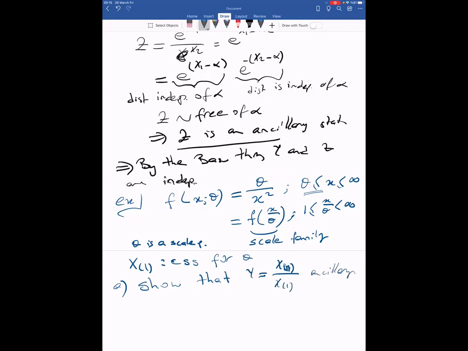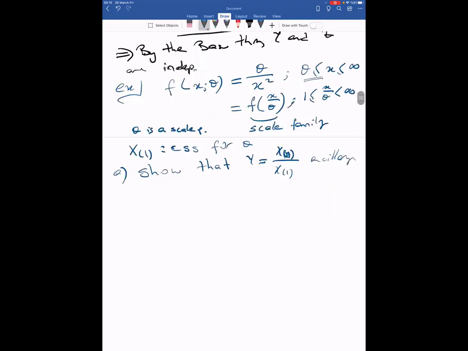Here again there is an easiness in knowing that this is a scale type family. Instead of finding the distribution of this, to be able to show that Y is ancillary, you have to show that this distribution is free from the parameter, right? But to do that, you need to find the joint distribution of x1 and xn, then do the transformation, find the distribution of Y and show that it does not depend on theta. But here, it is very easy.